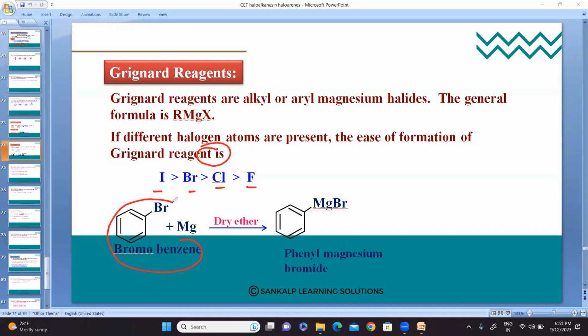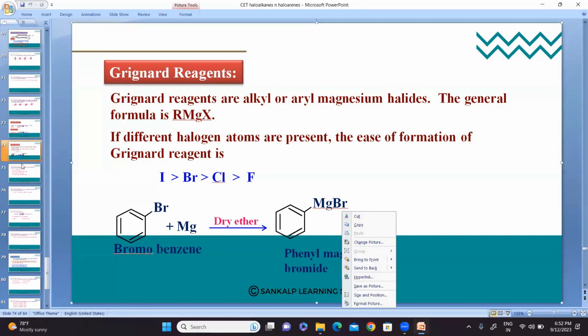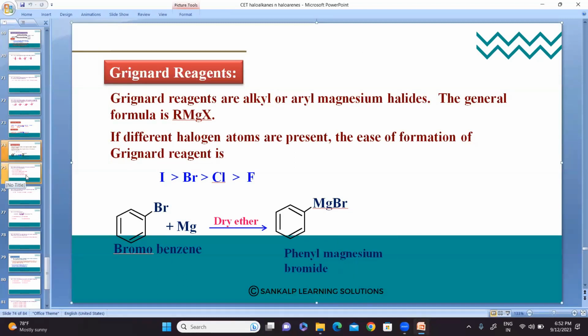If I take bromobenzene and react it with a metal, that is magnesium, it forms phenyl magnesium bromide in the presence of dry ether. So bromobenzene is treated with magnesium in dry ether, giving phenyl magnesium bromide, an organometallic compound. Grignard reagents, that is RMgX, are called organometallic compounds.